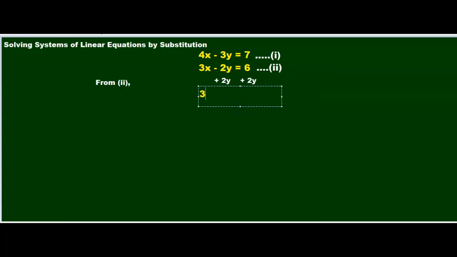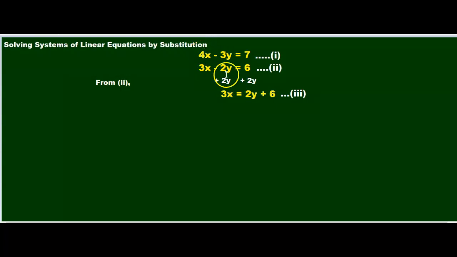And that results in 3x equals 2y plus 6. Okay? I'm going to call that equation 3. Now I have a 3x here and I have a 4x here. Not easily substitutable. Now I can divide everything by 3 to make it x equals something and plug it back into equation 1. But I'm not going to deal with fractions.